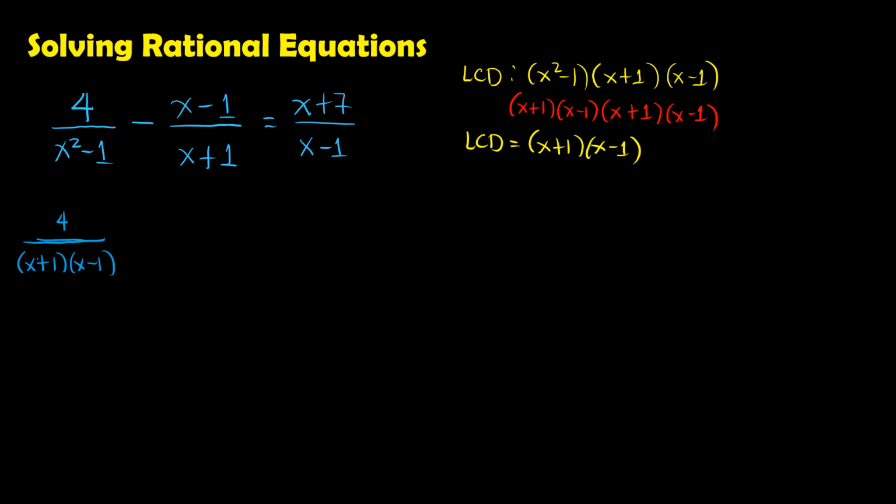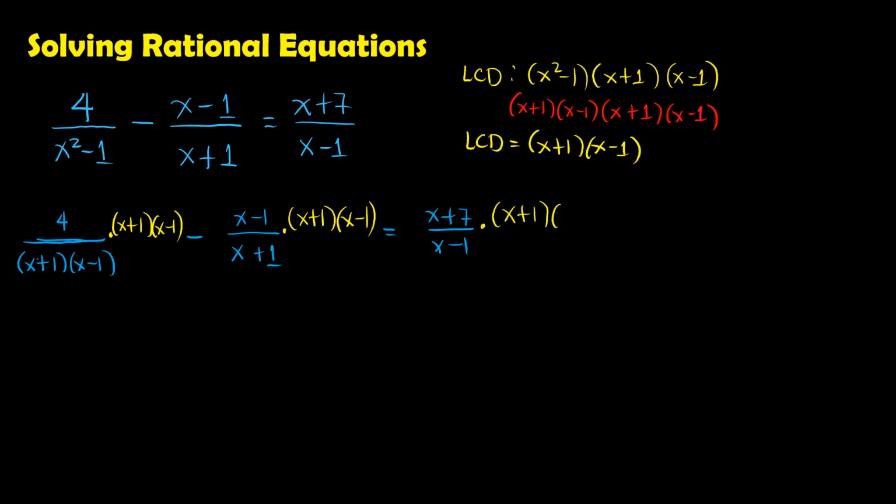And then, minus, we have x minus 1 over x plus 1. Let's leave a space there. Equals x plus 7 over x minus 1. So, we'll multiply by our LCD, x plus 1 times x minus 1. The goal is that by the end of step 2, we no longer have fractions, which makes it easier to solve.